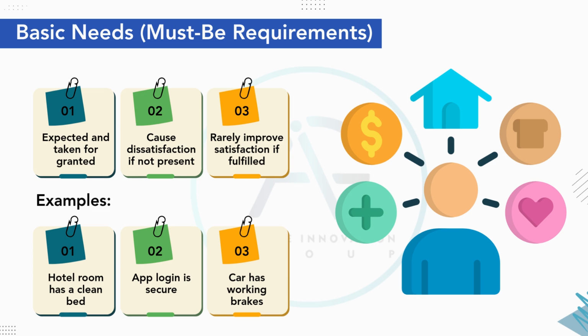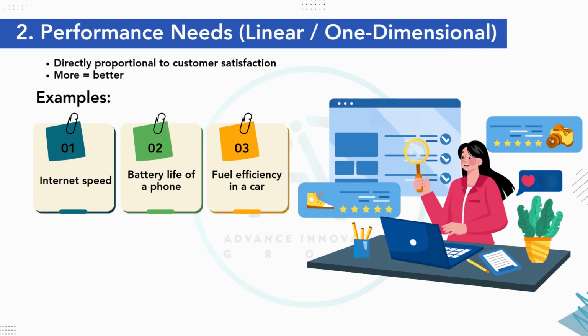Examples: a clean bed in a hotel room. No one will be thrilled by it. But if it's dirty, the customer will definitely complain. A secure login in an app. We expect our personal data to be safe. A car with working brakes. Absolutely necessary, not optional.